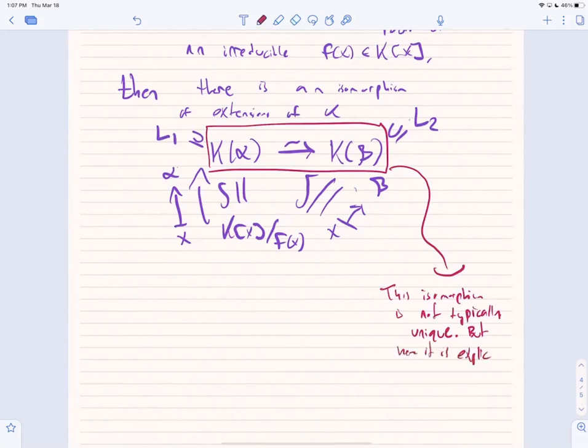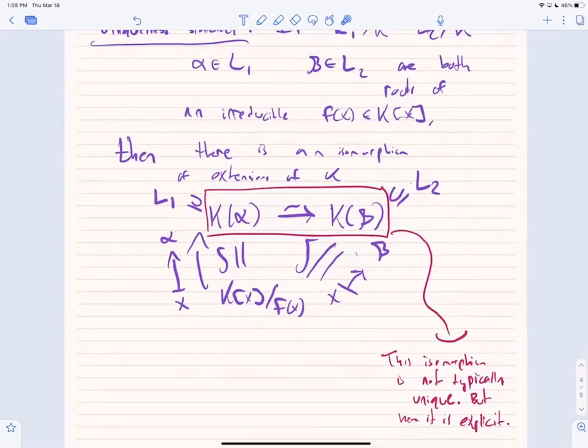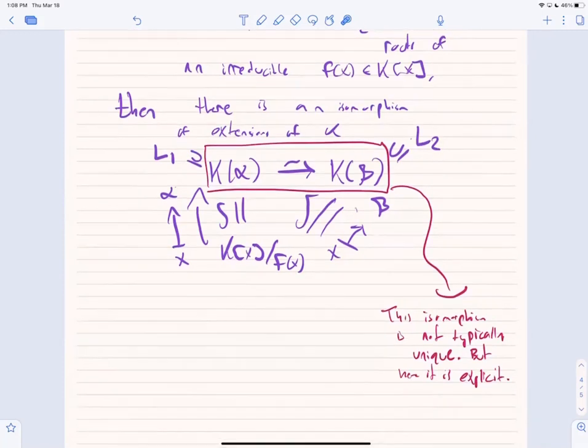So what do I mean by that? First I should have said an isomorphism of extensions of K. That just means an isomorphism of fields which restricts to the identity on K. Because these are both extensions of K, that makes sense. And when I say this is not unique, I mean this is just a subfield of L1, this is just a field and this is just a field, and there might be other isomorphisms of these two fields that are the identity on K. Nothing I've said guarantees there's a unique isomorphism.